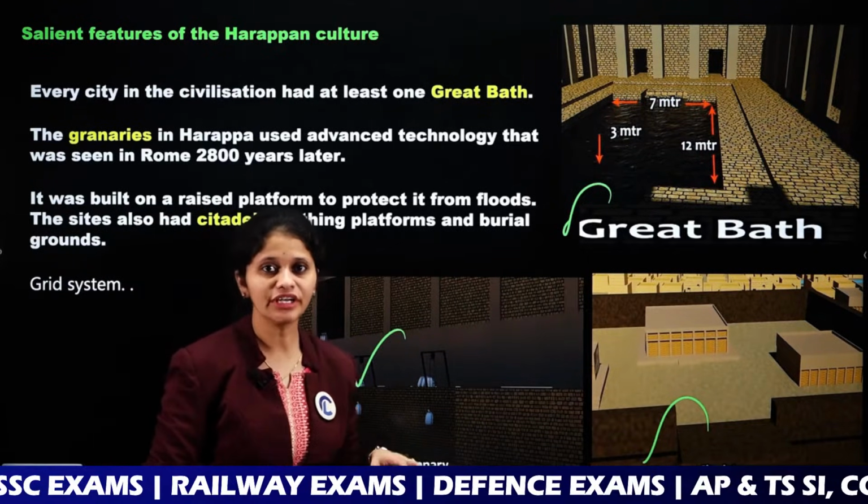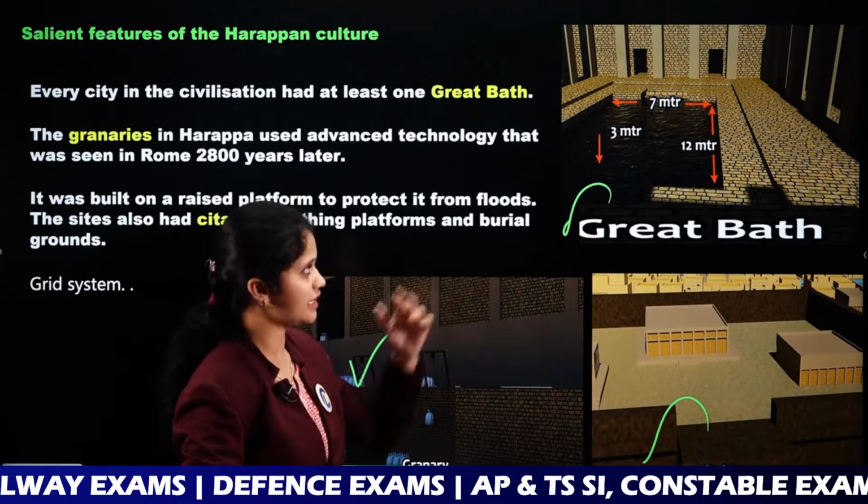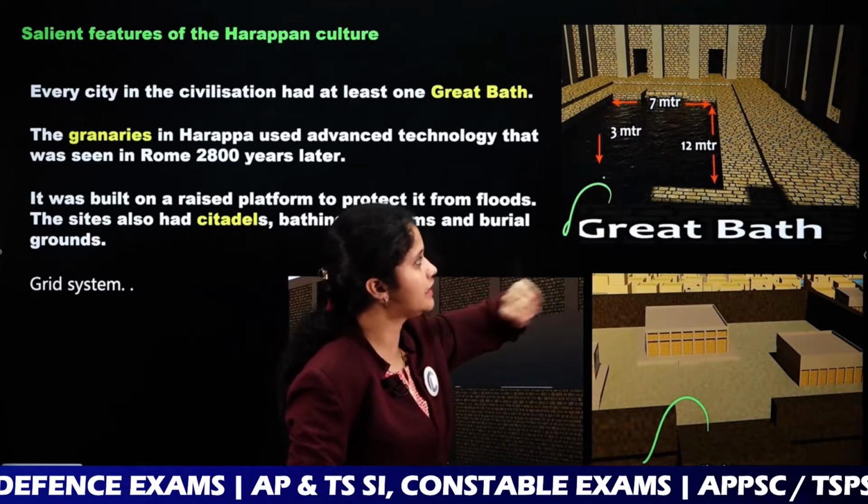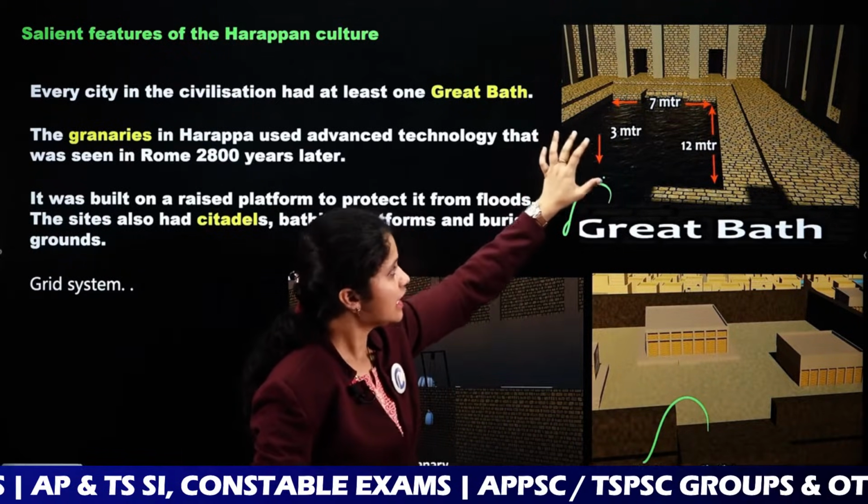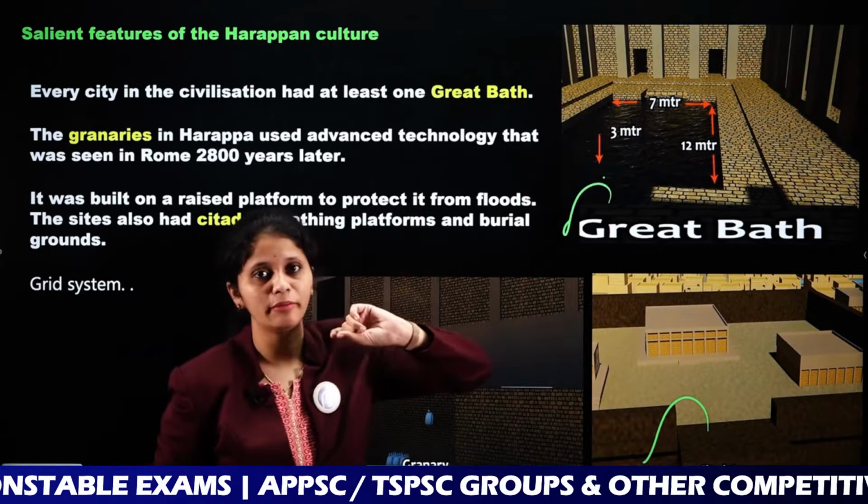Great Bath. If you can remember, just imagine, what is that? Here it is water, right? It has a depth of 3 meters, and a length and breadth of 7 meters and 12 meters respectively.